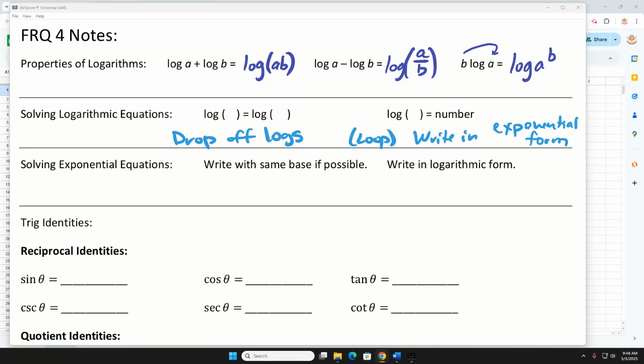All right, if you're solving an exponential equation, it's good, if you can, to write them with the same base. And I think we'll do one of those. Maybe not, but I know you have one to practice where you write them with the same base, and then once they have the same base, you can just set the exponents equal to each other. If you can't write them with the same base, you're going to write in logarithmic form, which is the other version of the loop.